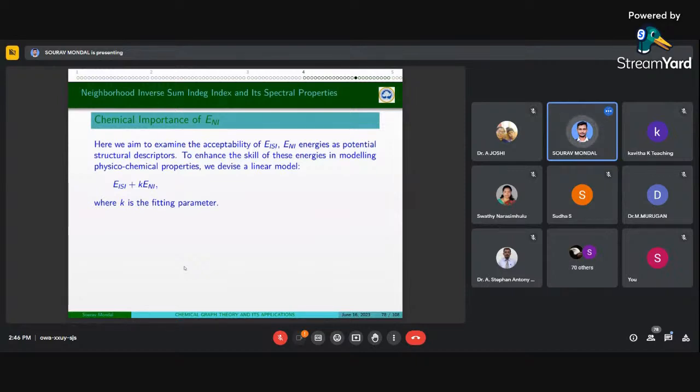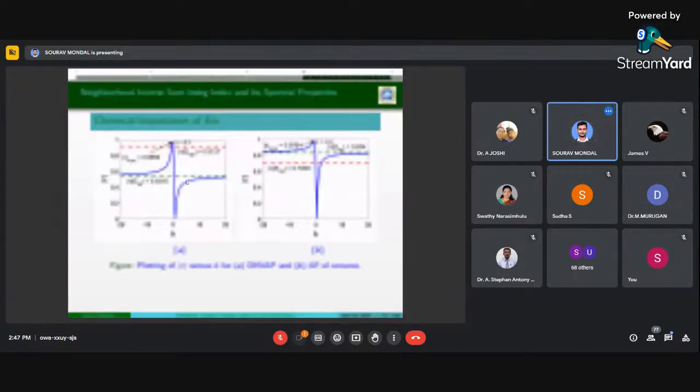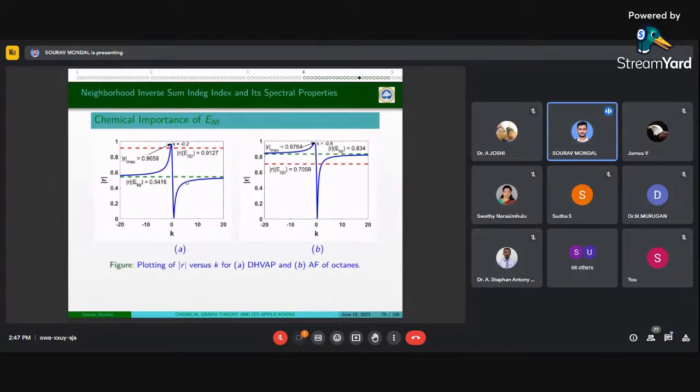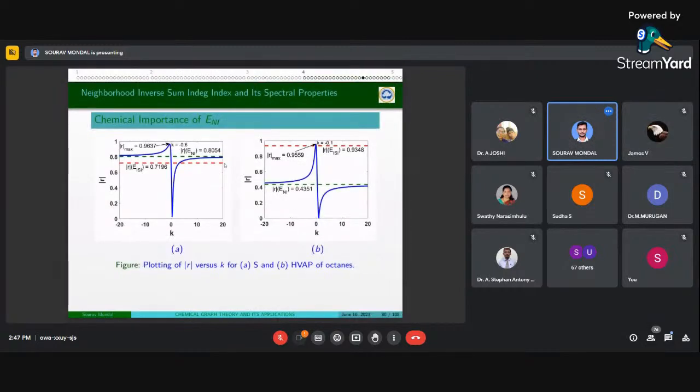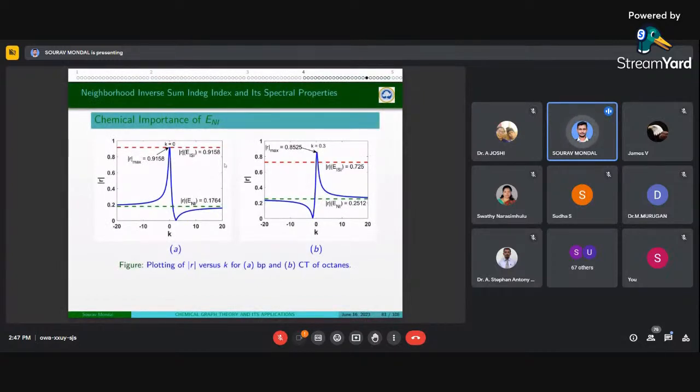To enhance the skill of these energies in explaining physicochemical properties, we devise a linear model EISI plus k times ENI, where k is a fitting parameter. These figures reveal that the individual contributions of EISI and ENI in predicting different physicochemical properties are not satisfactory. But their linear combination reaches a soft maximum.